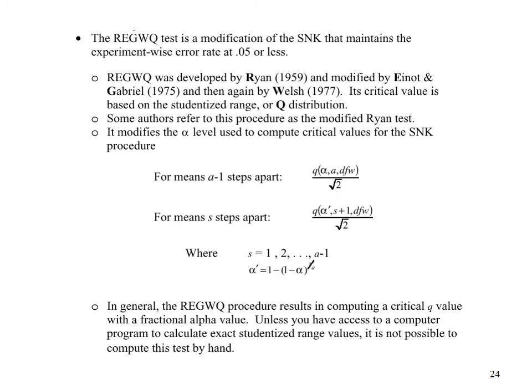So then we have two. We have a Q and an F. The Q one is based on studentized range, the same thing that Tukey and Dunnett are based on. The studentized range sometimes is called the Q distribution. Like some of the other indices, it adjusts the critical value based on how far apart the means are.